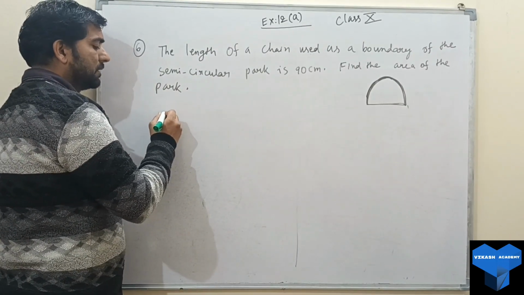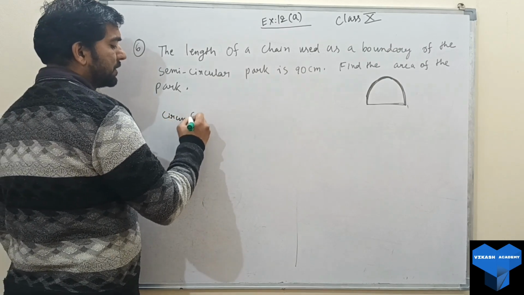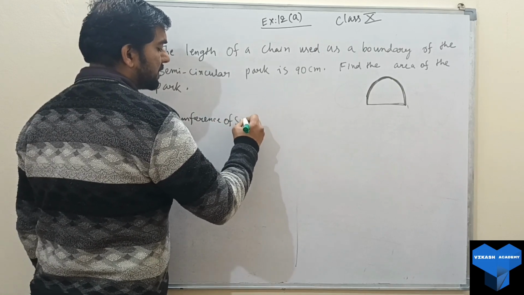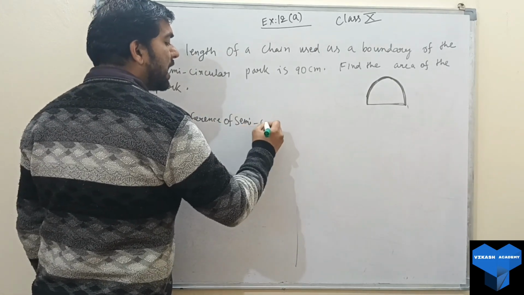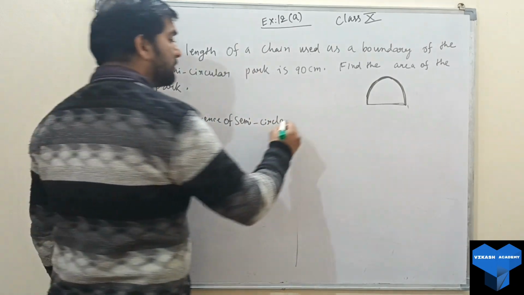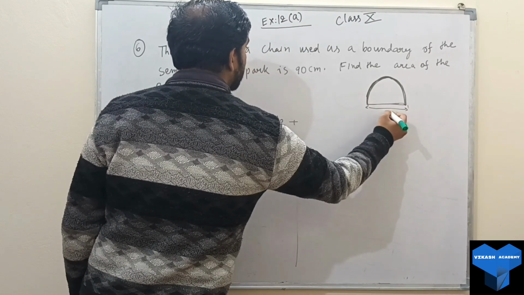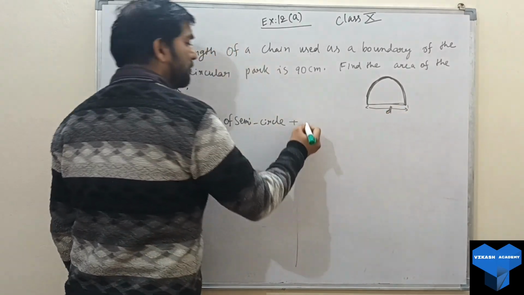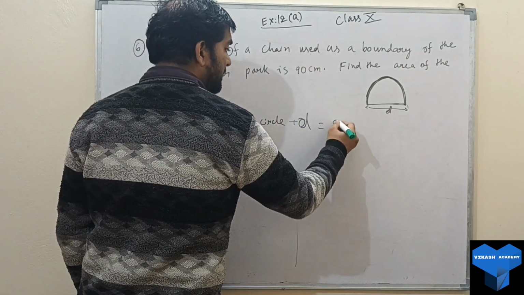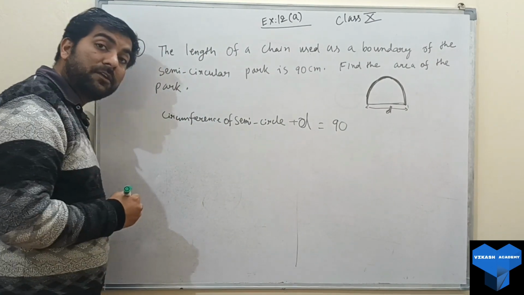So we will write the circumference of the semicircle. Semi means half, half of the circle or half of that park. Plus this part is also there. This is the diameter, so I am denoting it with D. So plus diameter. Total it will be 90.